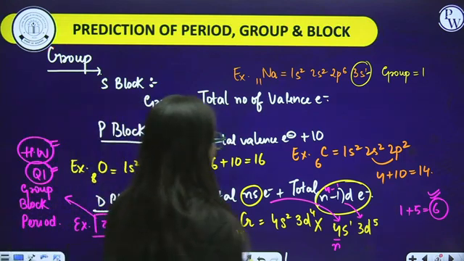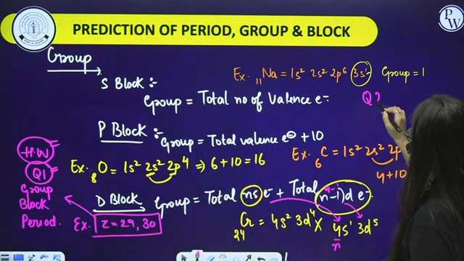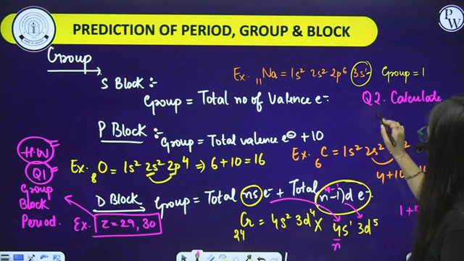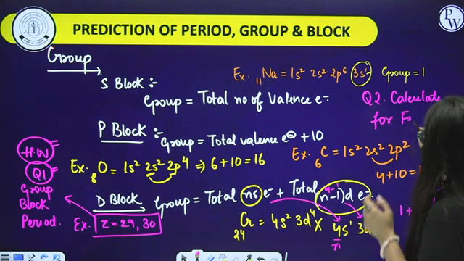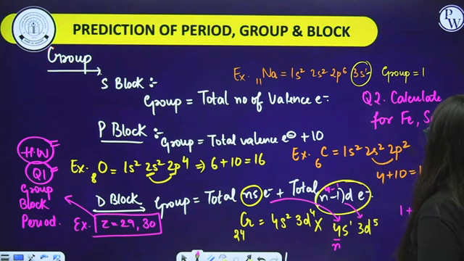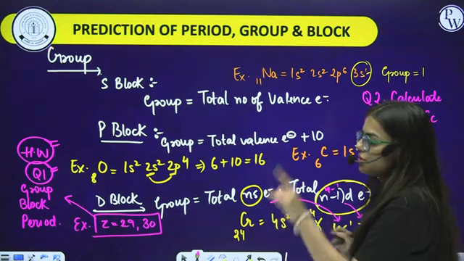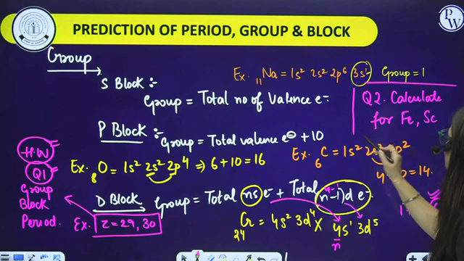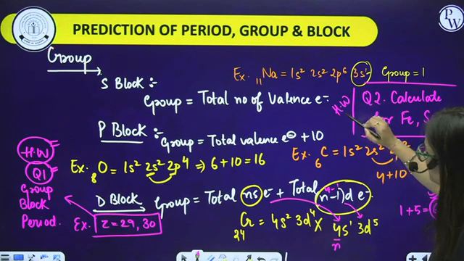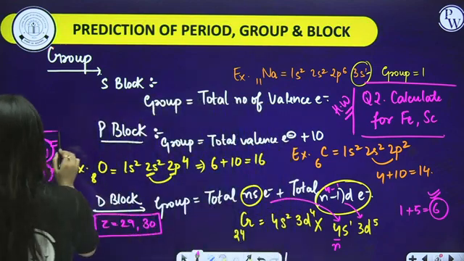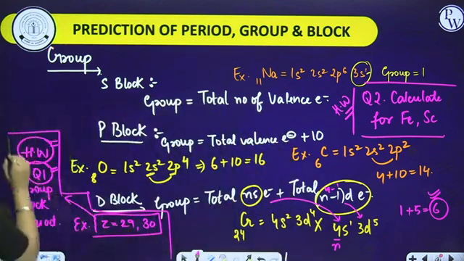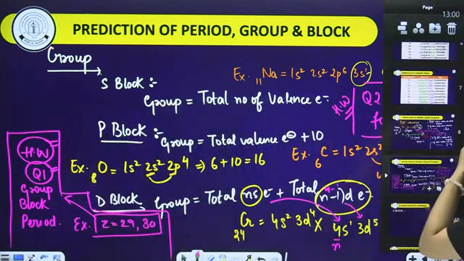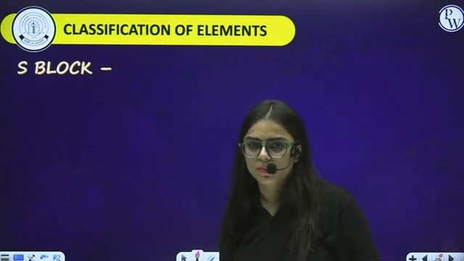So students, let me give you one more question as homework. That is question number 2. Calculate the same period, block, everything for Fe and for scandium. Okay, this is question number 2. Question first holds A and B part. Question second also holds A and B part. These are the two homework questions which I have provided you. 2 homework questions, everybody, containing 2 parts each.